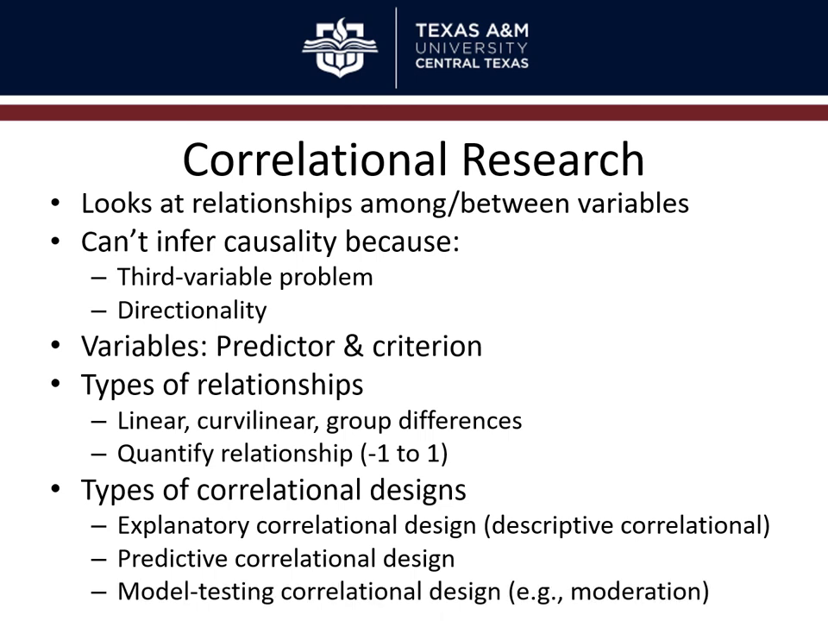And then there are model testing correlational designs, like moderation, which I won't get into too much detail here now. But again, trying to tease apart, especially with those, A and B are related, but A and B are related in this way. But if C, that relationship changes. Okay, well, that's maybe a different kind of more sophisticated correlational design we'll talk more about in the future.